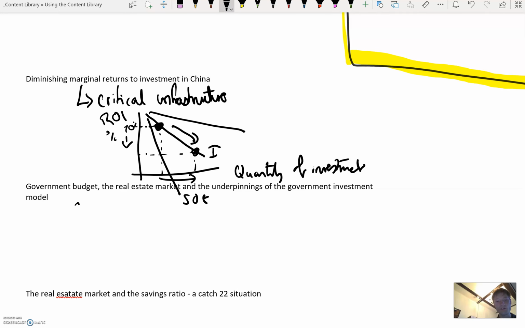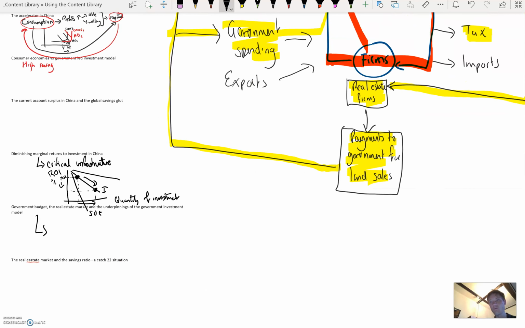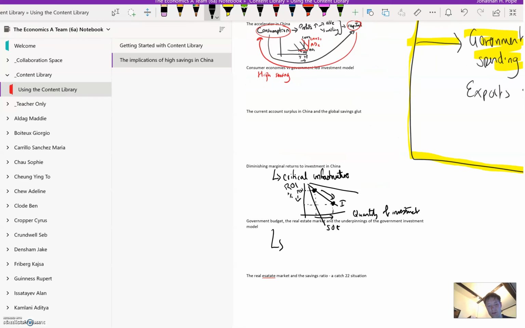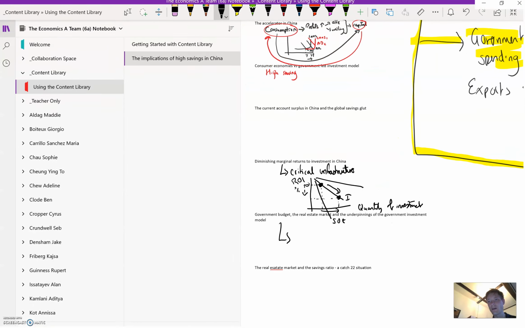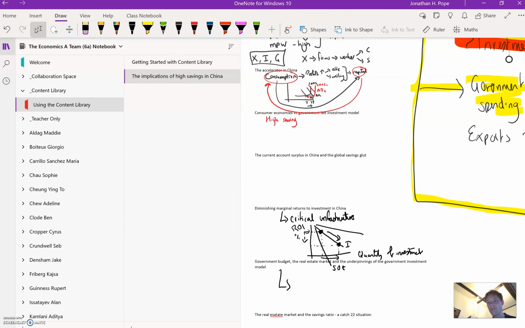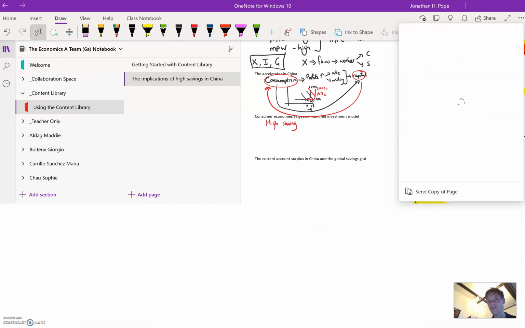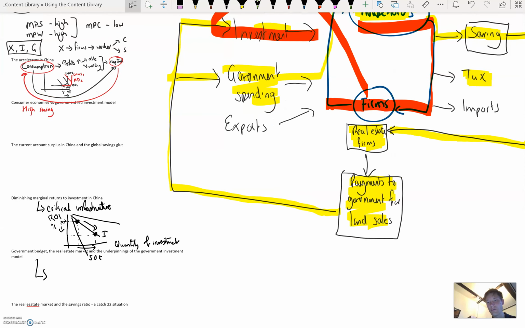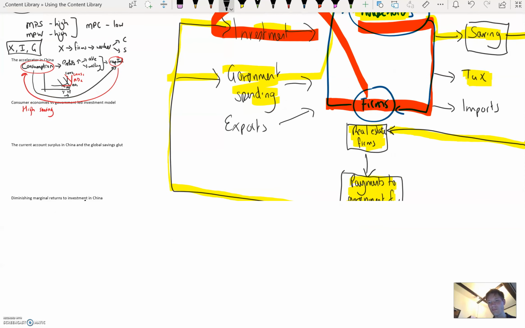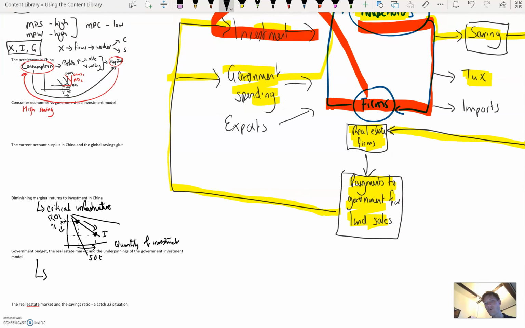Now the underpinnings of all of this model, as I said before, came from the real estate market. And this works if the real estate market is growing. We have seen that high house prices mean that as a result, you can see in my circular flow, real estate firms here, the payments to government for land sales rely on a high house price. If that high house price crashes, then the whole investment model is going to crash.